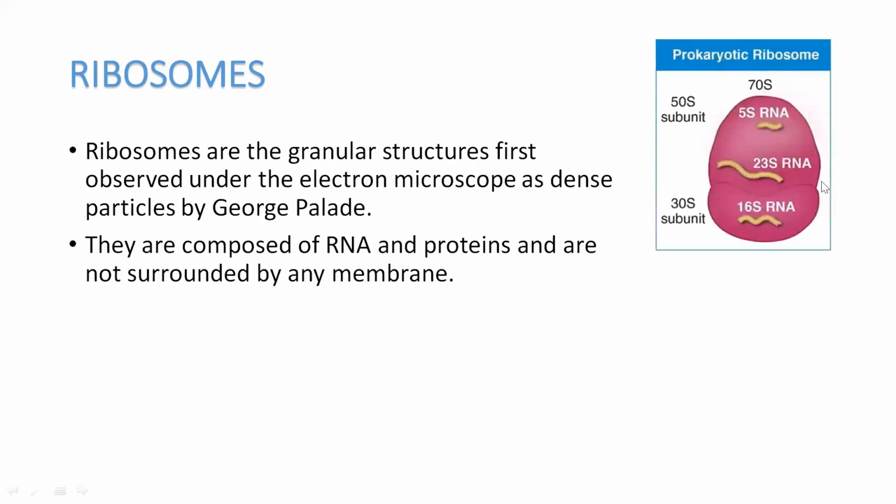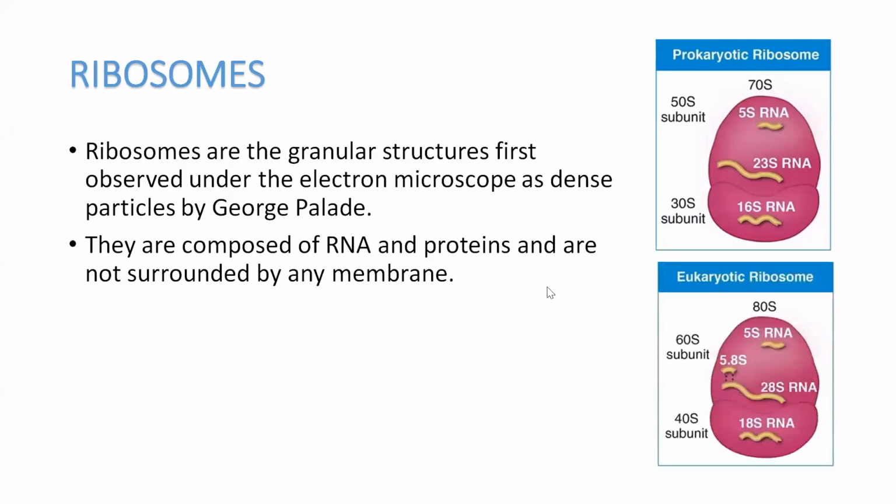If you see the prokaryotic ribosome, it is called the 70S ribosome. It has a 50S subunit and a 30S subunit. The 50S subunit contains 2 RNAs, that is 5S RNA and 23S RNA, whereas the 30S subunit has 16S RNA. What is S here? S is the Svedberg unit, which is given to it. Svedberg is the name of a scientist. That is based on the sedimentation coefficient.